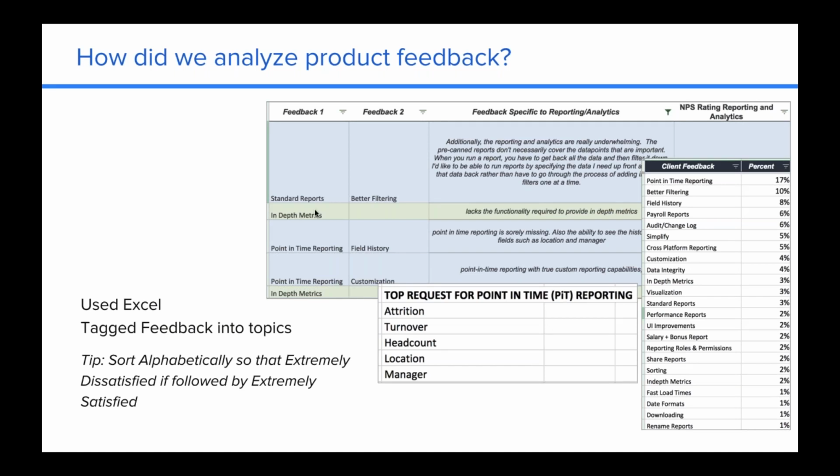We went through all of this feedback and aggregated all of it together in Excel by tagging it and using VLOOKUPs and some of the pieces of functionality that's available in Excel to help understand what type of priorities we should have. You can see here that some of our top requests were for point-in-time reporting. Some of the next requests were for better filtering, field history, simplify. There were a lot of questions about how our reporting was really confusing. A lot of it was around there being lots of different reportings in different parts of the application. It was very complicated to know how to get started.